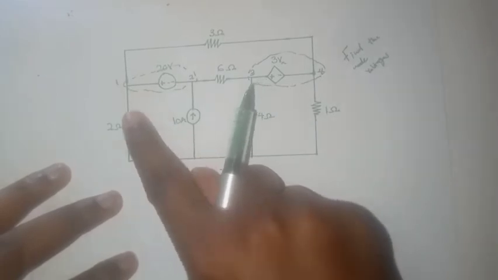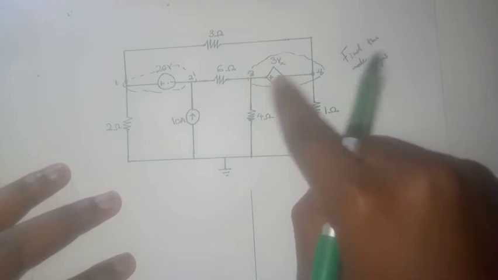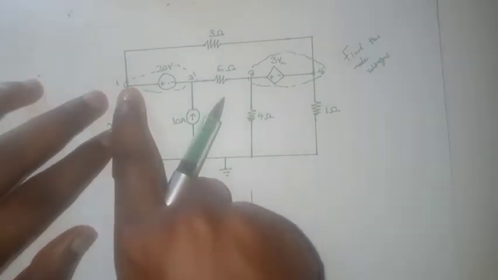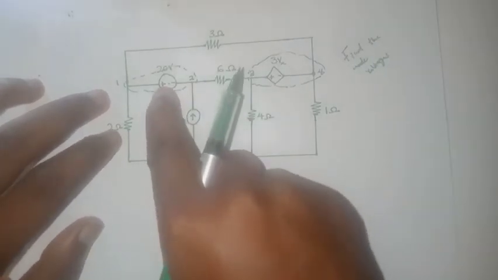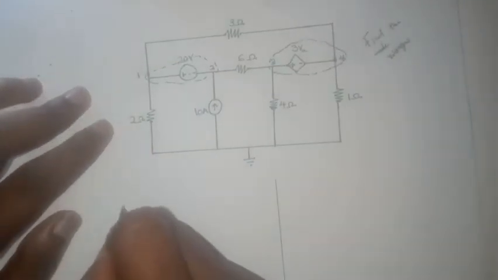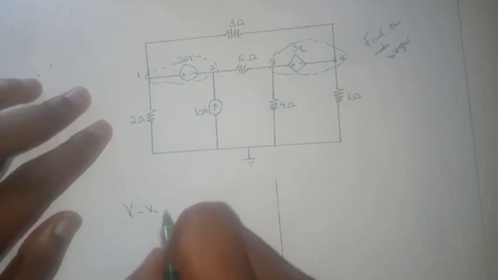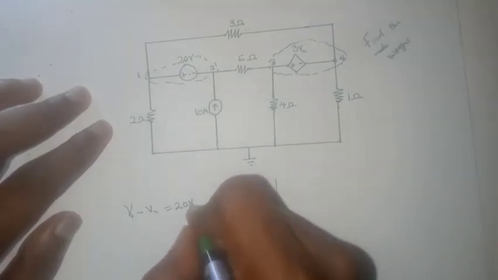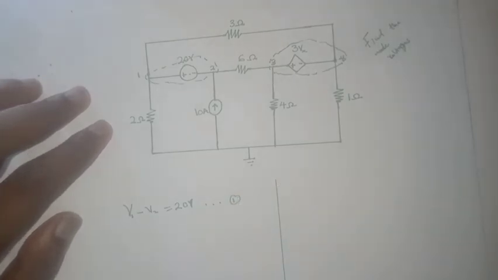Then we have to write equations that connect node voltage V1 and V2 and node voltage V3 and V4. So we notice that V1 is higher in potential than V2 because the positive terminal of the power source is facing V1. So say V1 minus V2 equals 20 volts. Let's call that our first equation.